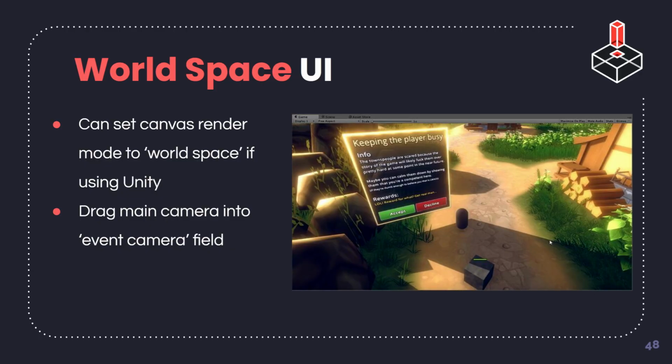So you might have buttons, you might have large panels, you might have text objects or Text Mesh Pro objects, and those are all sitting inside of your canvas. But if you change that canvas to world space, it's going to be present inside of the world. So like this example here. And then you want to drag your main camera into the event camera field. So the event camera field is going to let you see the world space UI through the user's camera.